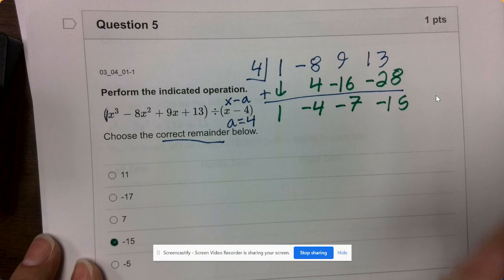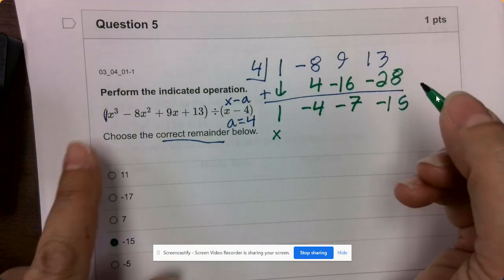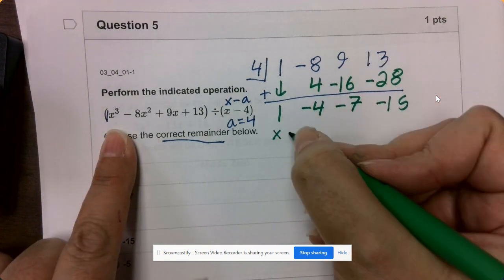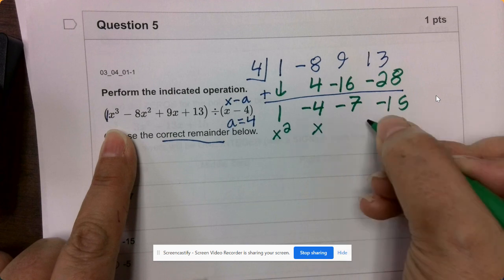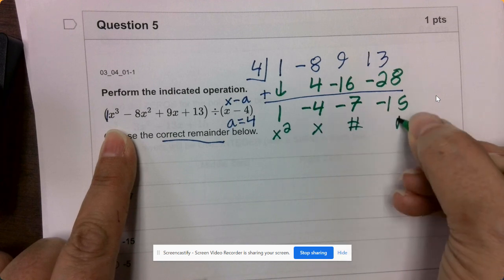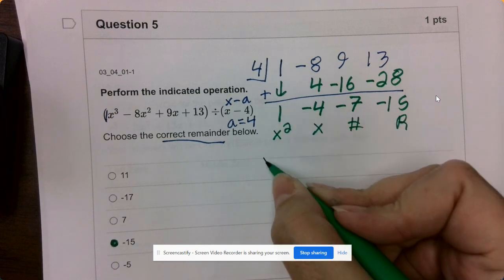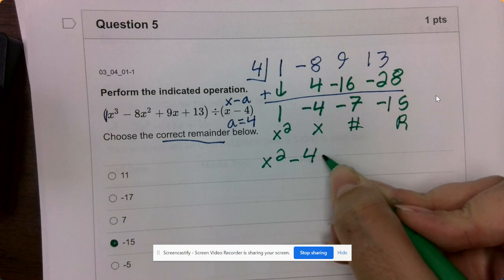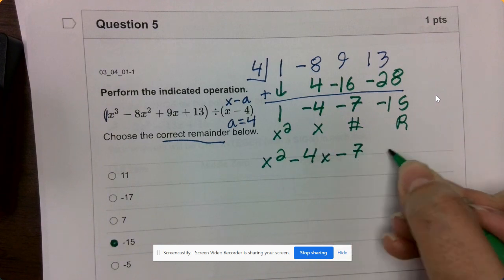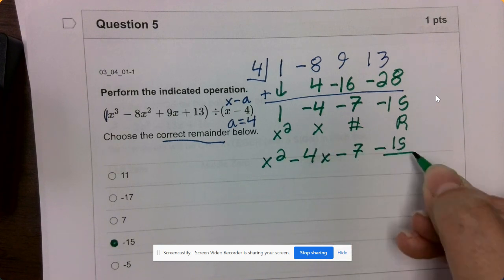So remember, we start 1 less, it's x cubed. So this would be our x squared, x term, number, and the remainder. So we'd have x squared minus 4x minus 7 minus 15 over x minus 4.